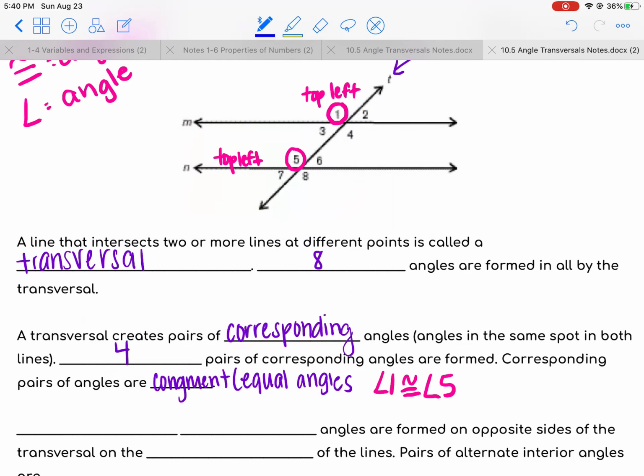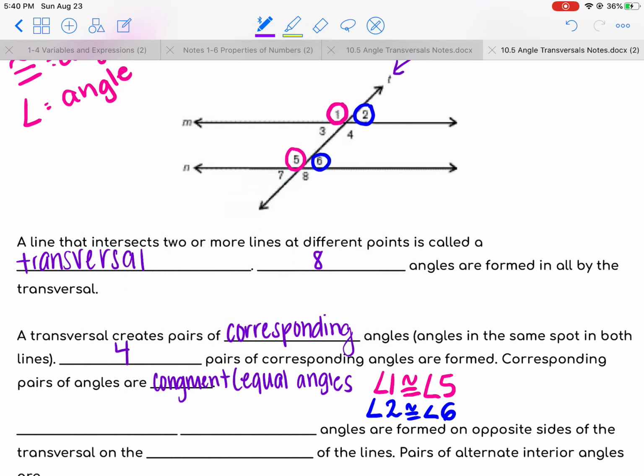Another pair of corresponding angles, you have angle 2 is now on top of line M, but to the right of your transversal. On line N, you want to find the angle that's on top, so either 5 or 6, and this time you want it to be on the right of your transversal. So angle 6 is on the top right. So you have angle 2 is congruent to angle 6. And then I'm going to go ahead and erase this writing here so it doesn't get super messy.